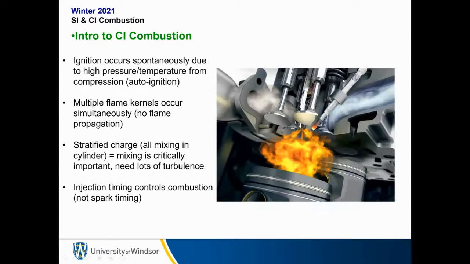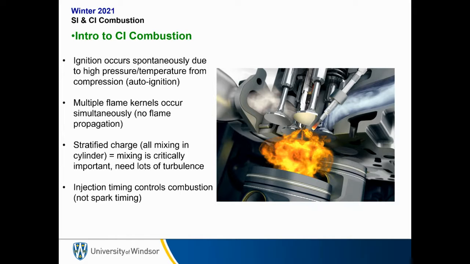I am now going to talk about compression ignition combustion. Okay, so in compression ignition combustion, ignition occurs spontaneously due to high pressure and temperature from compression, i.e. there's no spark. It just happens because we've compressed this air and fuel so much that the air and fuel start to ignite. In this case, we don't have a single flame propagating. We actually have multiple flame kernels spontaneously combusting in the cylinder. So there's no flame propagation. We just have small little pockets of flames all over the cylinder. This is a stratified charge.